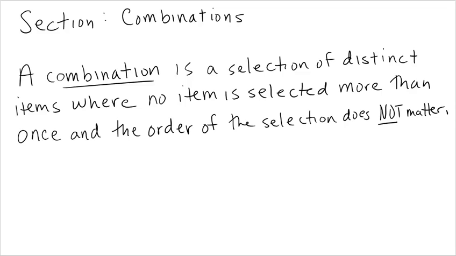A combination is a selection of distinct items where no item is selected more than once and the order of the selection does not matter. And it's that last part that distinguishes a combination from what we were talking about in the previous section, which we called permutations. In a permutation, the order matters.